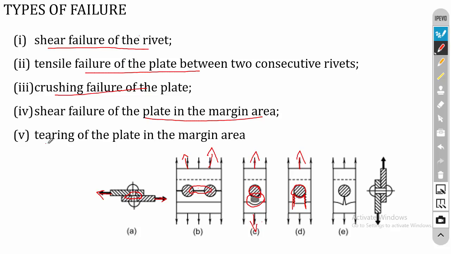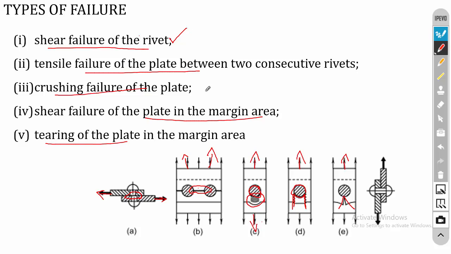The last one is tearing of the plate in the margin area. When the load is applied, there is a possibility for tearing of the plate like this. So the plate will open like this. So that is tearing. That is the fifth possibility. Among these five, the first one is the most common one, that is shear failure of the rivet.